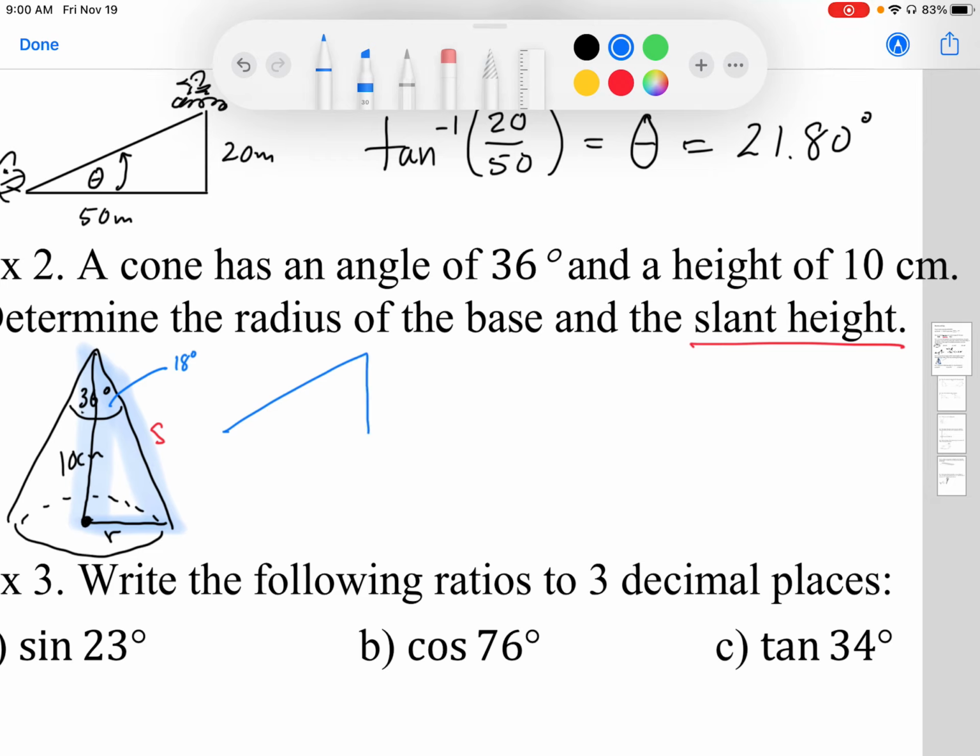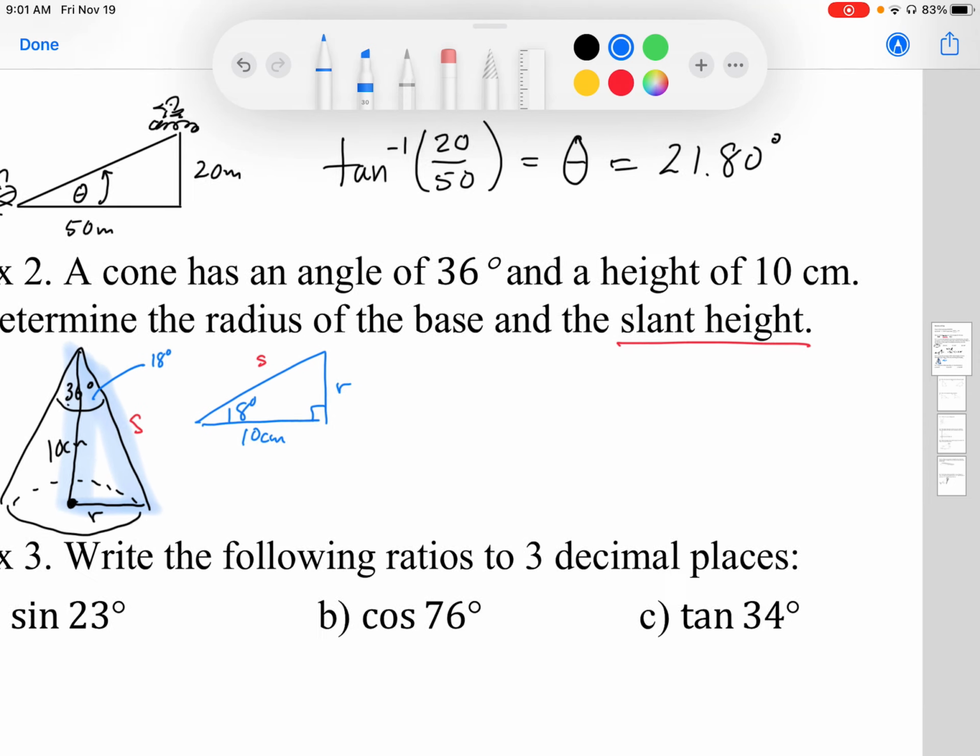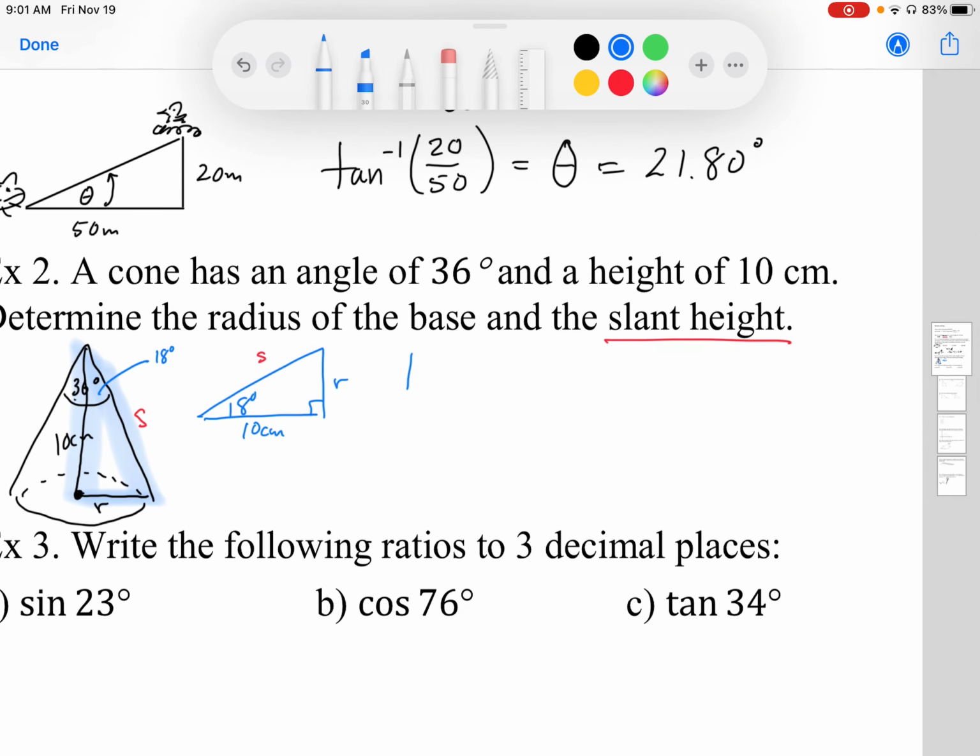So basically, if I redraw this triangle here, I have 18 degrees. I want to solve for r. I want to find s as well, but I've been given the 10 centimeters adjacent side to that angle. Well, if I'm going to solve for r first, I'm going to use the opposite and adjacent side, that's tan. So what I can then set up is a proportional equation using the tan ratio. So tan of 18 degrees is equal to r over 10.